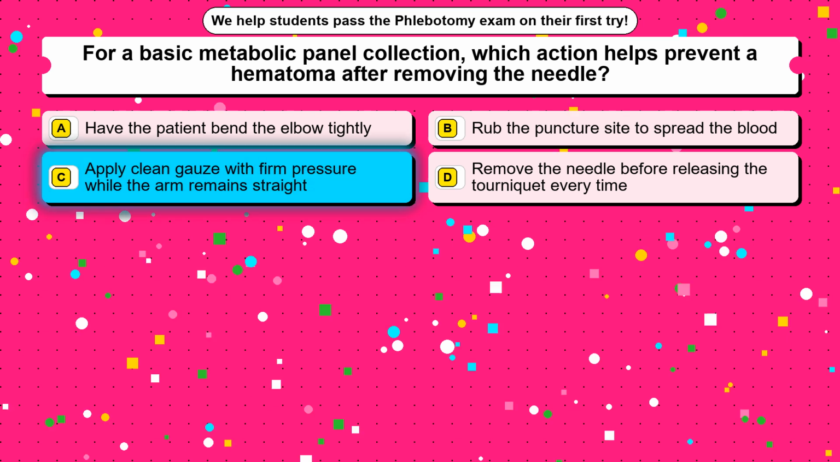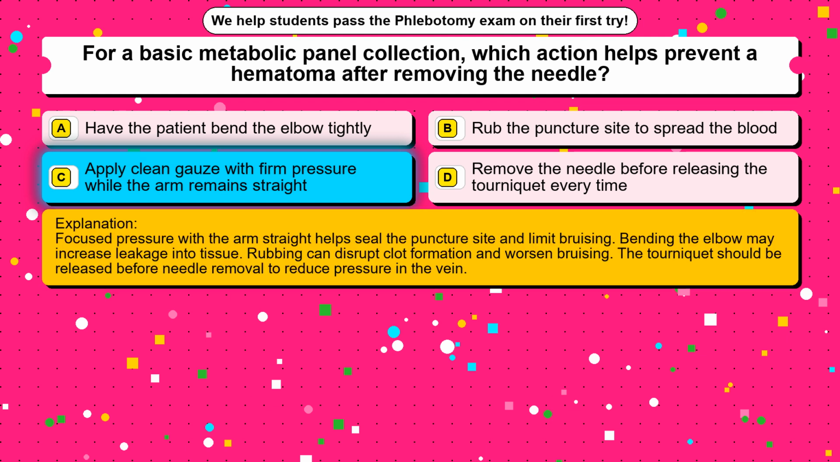The correct answer is option C. Apply clean gauze with firm pressure while the arm remains straight. Focused pressure with the arm straight helps seal the puncture site and limit bruising. Bending the elbow may increase leakage into tissue. Rubbing can disrupt clot formation and worsen bruising. The tourniquet should be released before needle removal to reduce pressure in the vein.